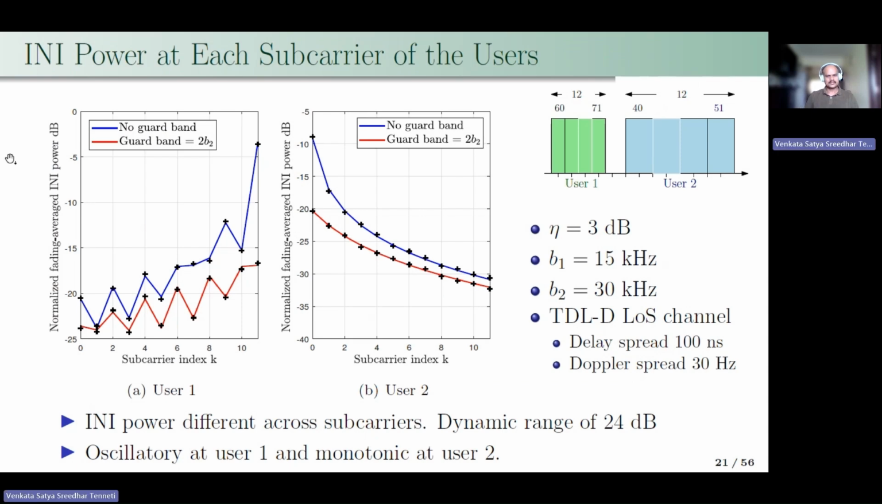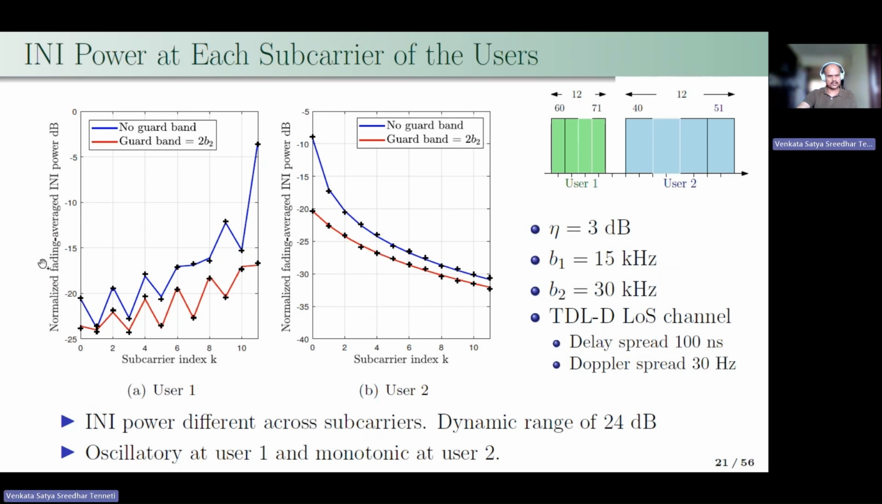So now we validate the expressions which we have derived for the INI power for both the users. This is the subcarrier allocation for the users. Both the users use 12 subcarriers. The offset of user 1 is 60 and the offset of user 2 is 40. So here there is some guard band. In the absence of guard band, the offset for user 2 will be 36. The EPRE ratio is 3 dB. And the subcarrier spacing of user 1 is 15 kHz and user 2 is 30 kHz.